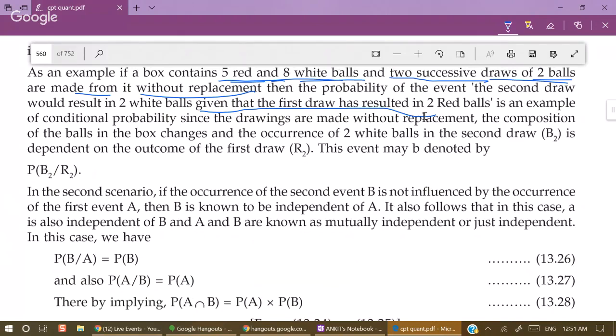That means after the first draw, the balls have reduced to three red and eight white, because earlier there were five red and eight white. Now we have drawn two red balls, so three red and eight white remain. Now we have to find the probability that the second draw would result in two white. So 8C2 by 11C2.